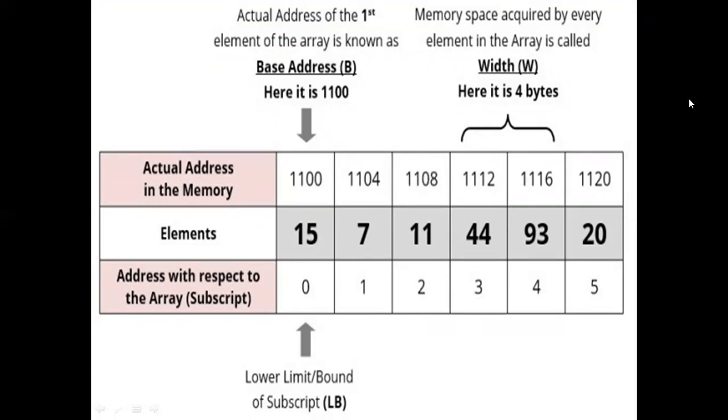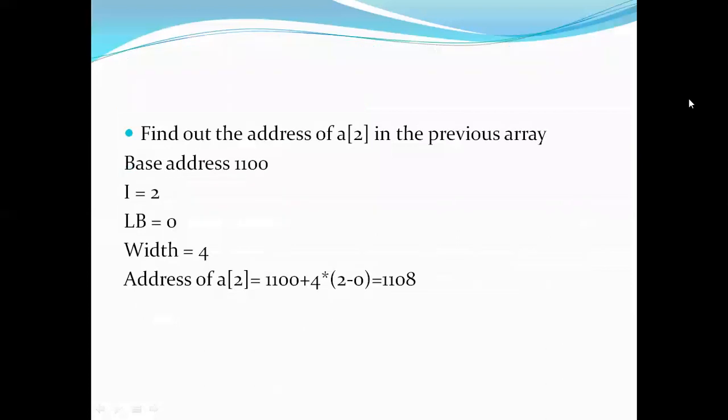So we will look whether it is coming or not. I is equal to 2, which is the element I want to calculate, that is A of 2. Lower bound is 0 and width is equal to 4, because it is already mentioned it is an integer array. So A of 2 is equal to 1100 plus 4 into (2 minus 0). 4 into 2 is 8, so 1108.